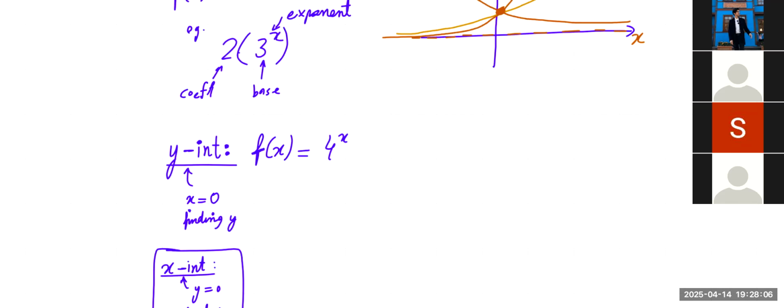So if I plug in 0 for x, what will this become? Can somebody tell me?